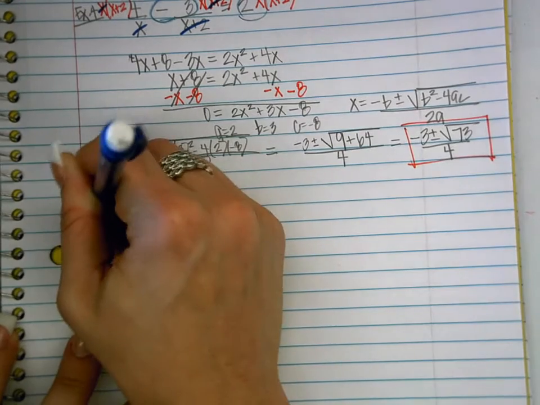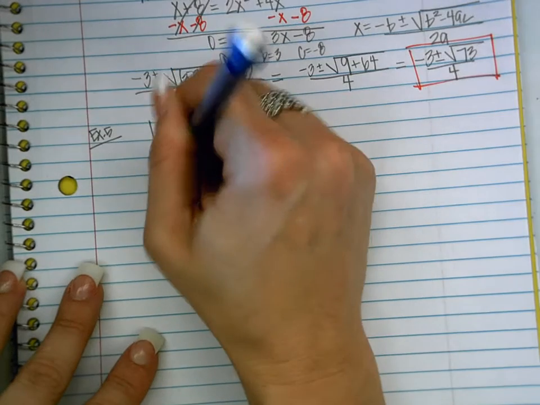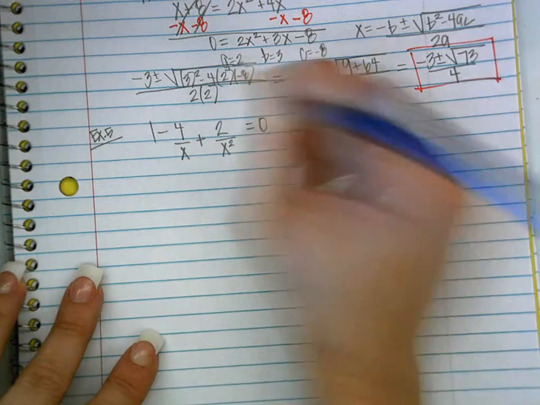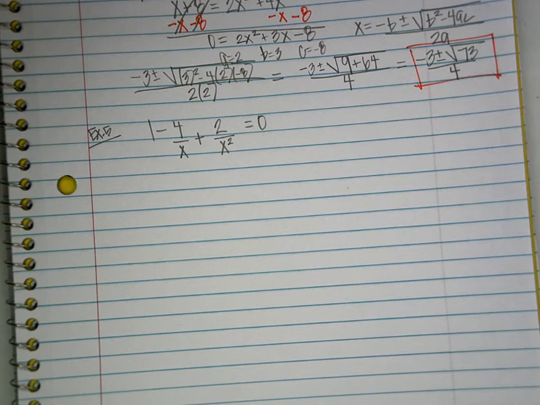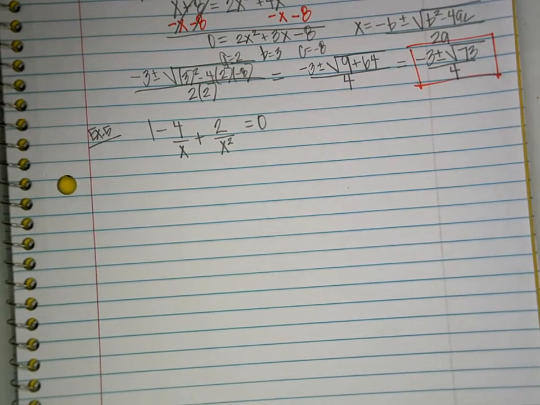Last one. For number 5, I'd like you to solve 1 minus 4 over x plus 2 over x squared equals 0. I'll put up the quadratic formula for you guys, but on your test, you need to have it memorized, for your test on Friday. You do need to memorize that.